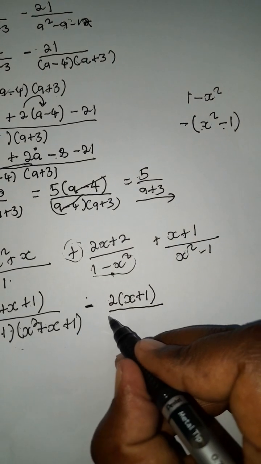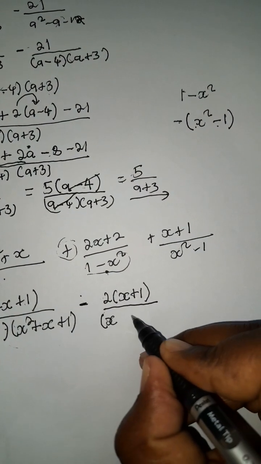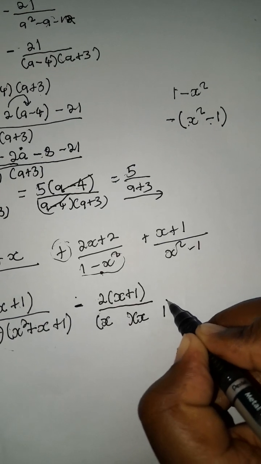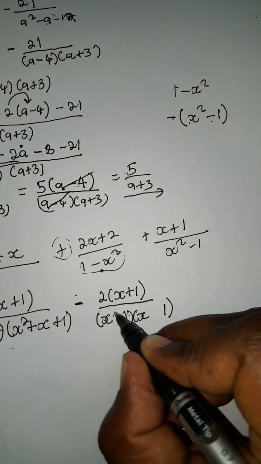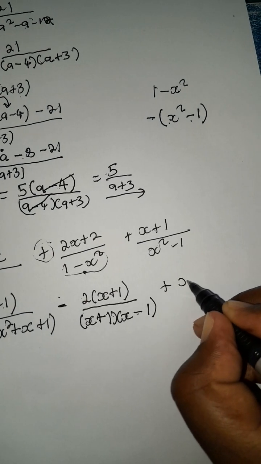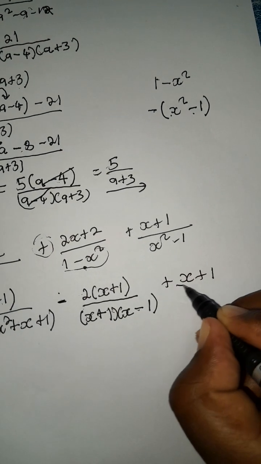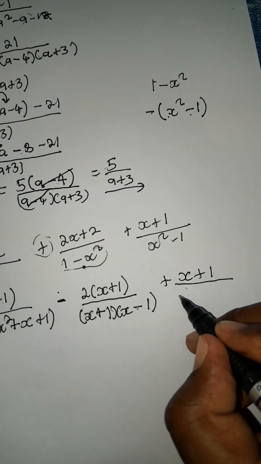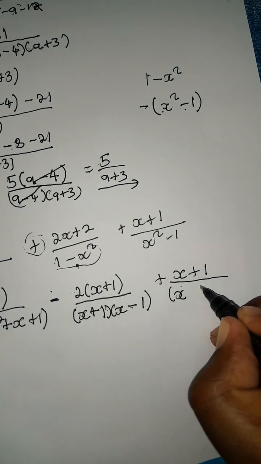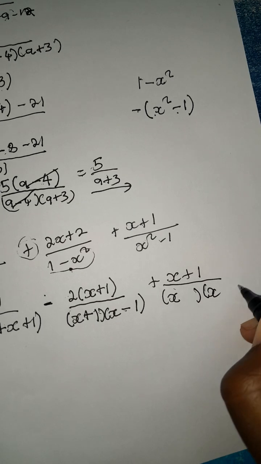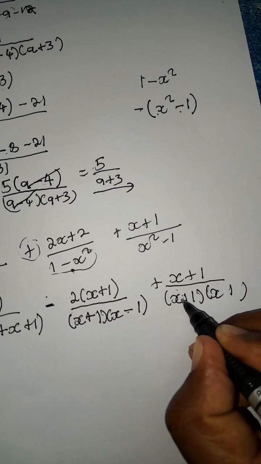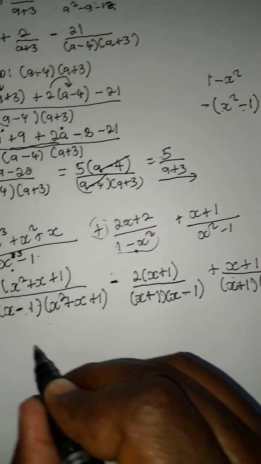So we can factorize completely. Factors of x squared, it's x. Factors of 1, it's 1 and 1. The signs will be different, plus and minus. Then let's go to the third fraction, which is x plus 1. We will then factorize this difference of 2 squares as well. Factors of x squared, that will be x and x. Factors of 1, that will be 1 and 1. The signs, 1 will be positive and the other one will be negative.